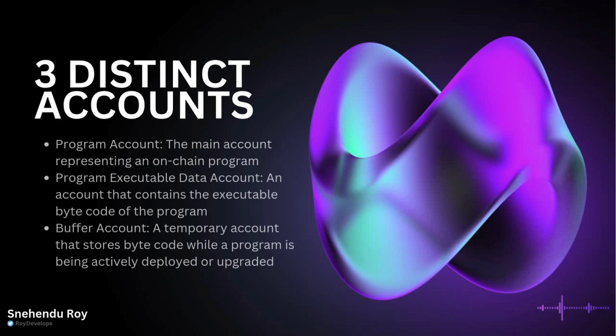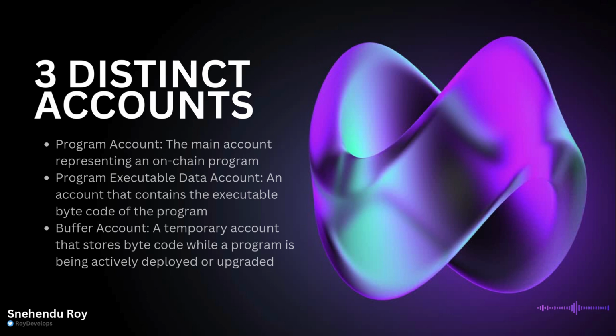Now coming to the program executable data account. This account contains the actual executable bytecode of the program. Basically, it's where the program's logic instructions are permanently stored on the blockchain. Now coming to the third kind of account, which is the buffer account. This account acts as a temporary holding space for the program's bytecode during the deployment or upgrade process. Once the deployment is complete, the code is transferred to the program executable data account and the buffer account is closed. So it's like a temporary account.